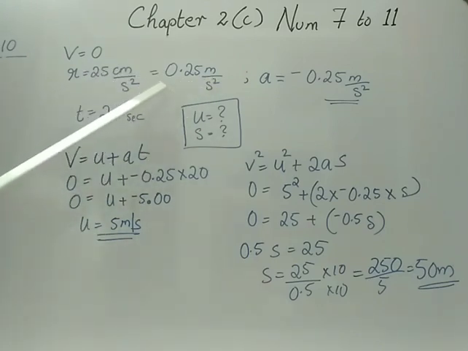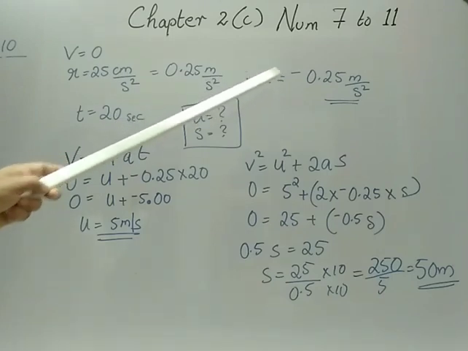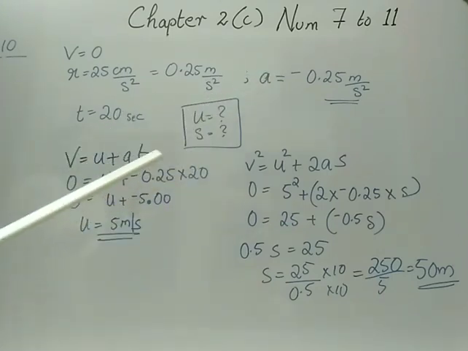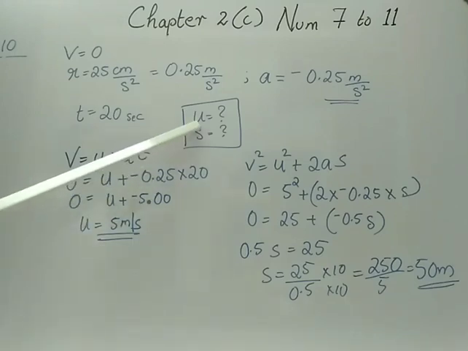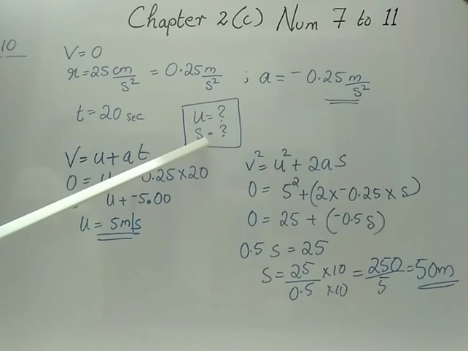Retardation is 0.25. So what will be the acceleration? Negative 0.25 meter per second square. And the bus takes 20 seconds to stop. So time is given as 20 seconds. Calculate the initial velocity of the bus, u is equal to question mark, and the distance traveled by the bus during this time. So we have to calculate the initial velocity and distance traveled. So here also we can say v is equal to u plus at.